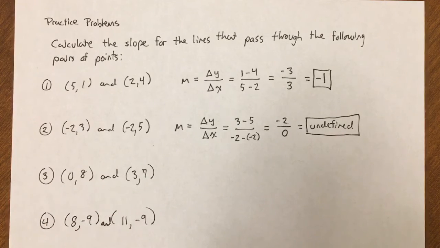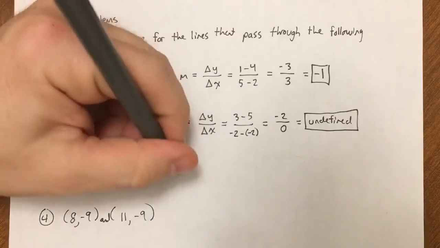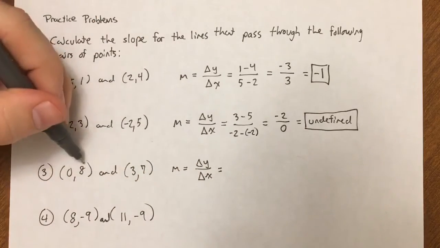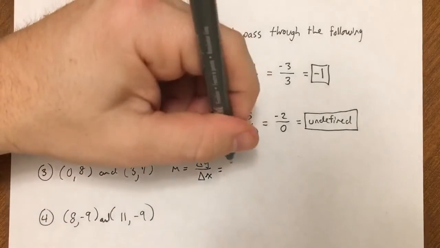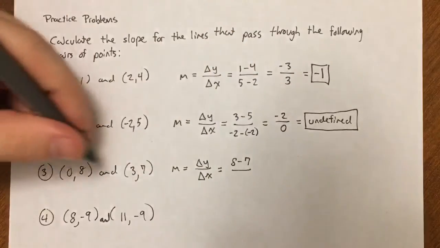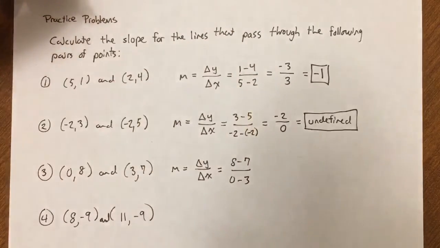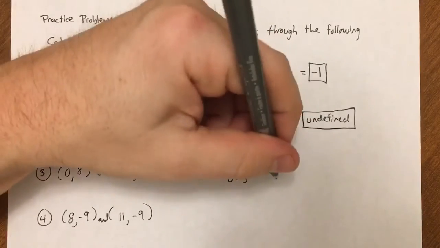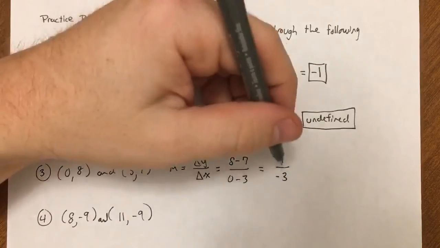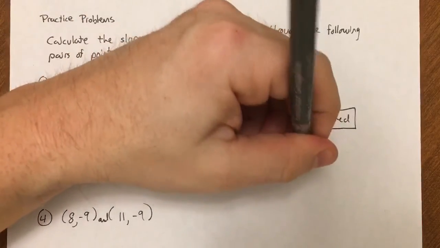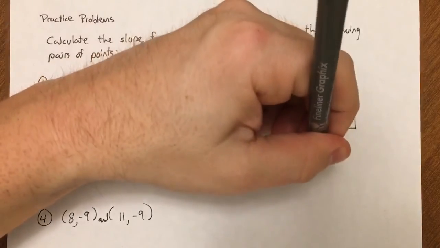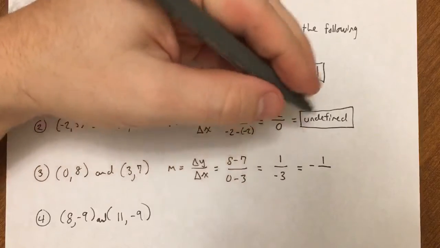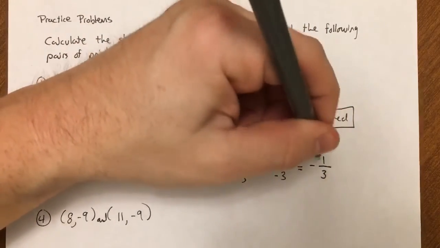Let's look at the next problem, number 3. m equals delta y over delta x. So subtract our y coordinates, 8 minus 7 on the top, and then 0 minus 3 on the bottom. We get 8 minus 7 is 1, and then 0 minus 3 is negative 3. Well, we get 1 over negative 3, so a positive over a negative number. Now, we're not going to divide these two numbers out. We're just going to leave it in ratio form.